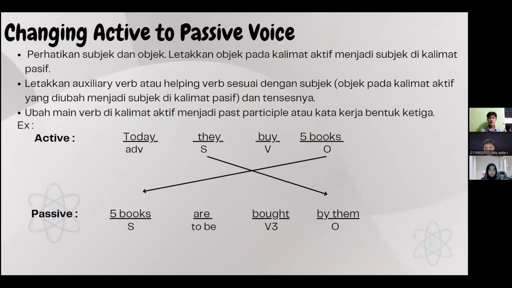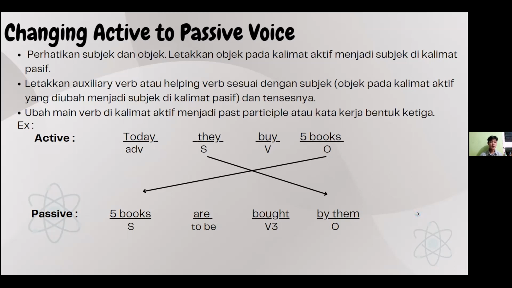Okay, thanks to Rizky Aulia Ramadhany. In this section, I want to show you about changing active to passive voice. Look at the subject and the object. First, put the object in the active sentence as the subject of the passive sentence. Second, put the auxiliary verb or helping verb with the subject. Third, change the main verb in the active sentence to the past participle, or verb in type 3.